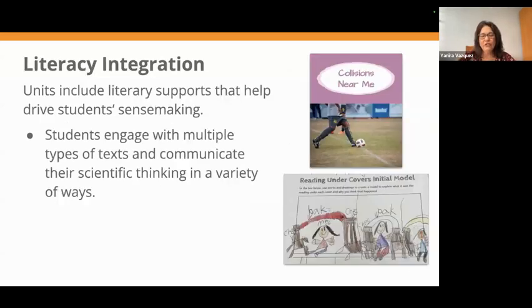Then literacy integration, again, super important. We are really excited about the things that we've developed as far as ELA integration into our materials. We are helping students to engage with multiple types of texts, and they are able to communicate their scientific thinking in a variety of ways. That means that we are looking at communicating orally and in writing, using gestures, using pictures and images, and sometimes using students' home language in your classroom as they communicate and build those skills.